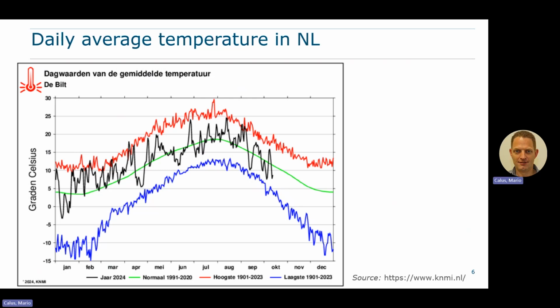Based on this publicly available data, you can then make plots to look at the average daily temperature. This is in a place called De Bilt, where the main weather station is, more or less in the center of the country. And then you can also see how the temperature changes throughout the year.